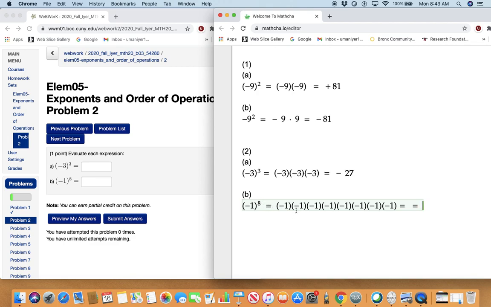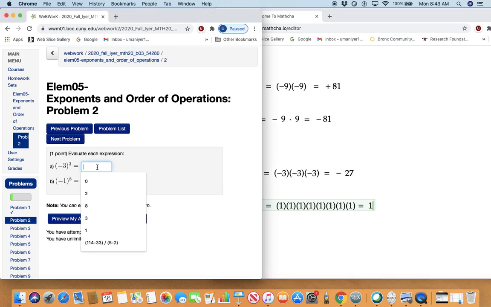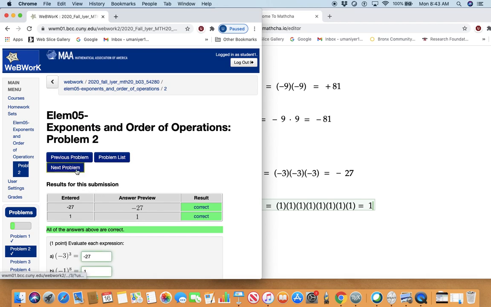Each 2 multiplied becomes a positive. So I multiply the first 2, becomes a positive. Now I multiply the next 2, they become a positive. Multiply these 2, they become positive. Multiply these 2, they become positive. So essentially it's a positive. 1 multiplied to itself however many times is a positive 1. Okay. So the first one, A part, is negative 27. B part is positive 1. All right. Next problem.